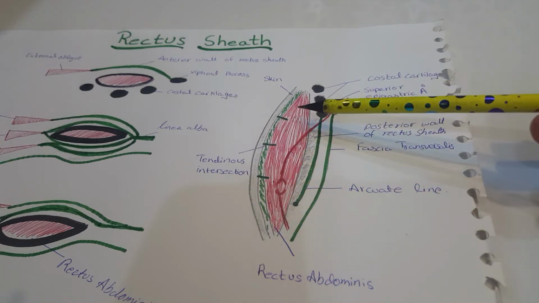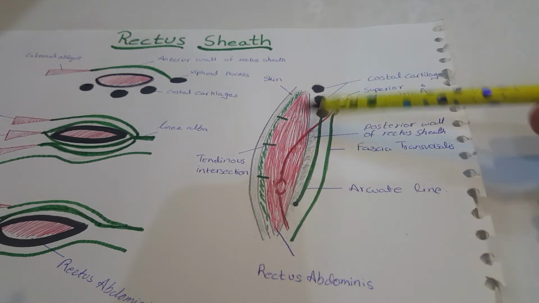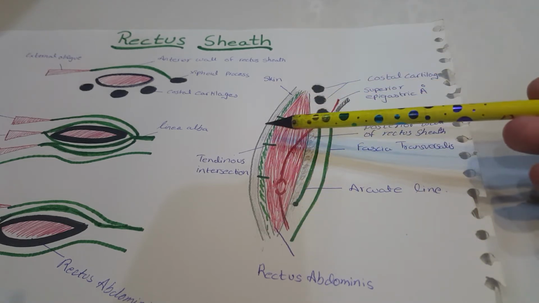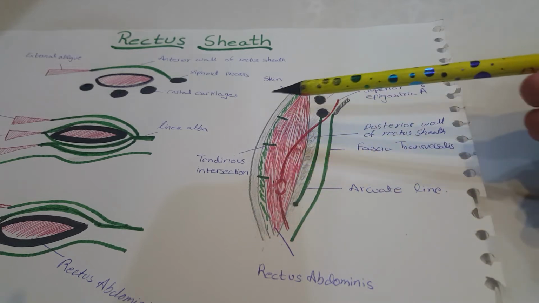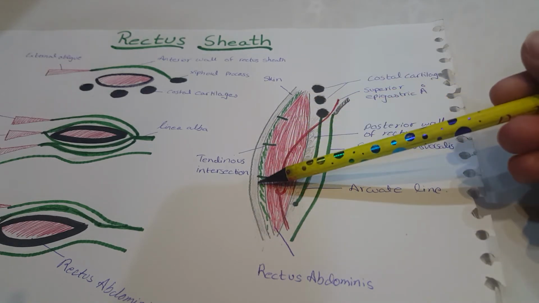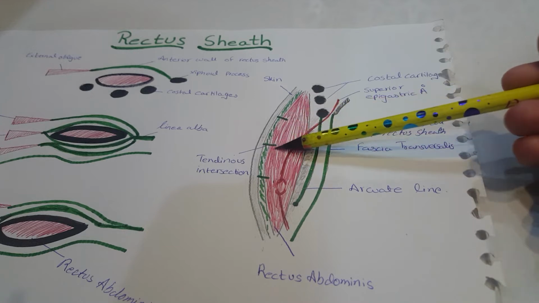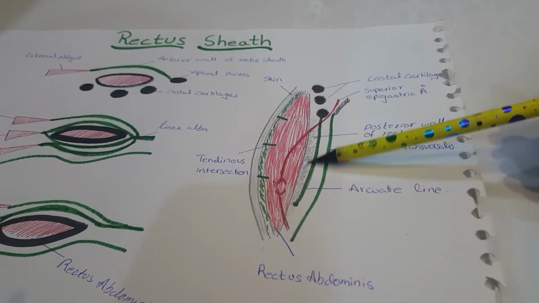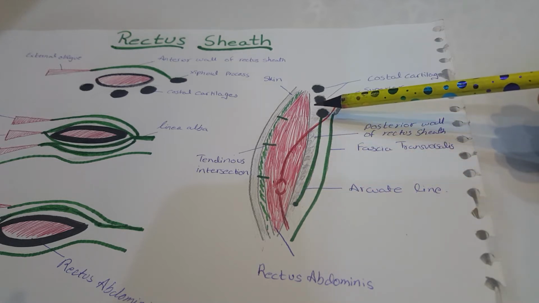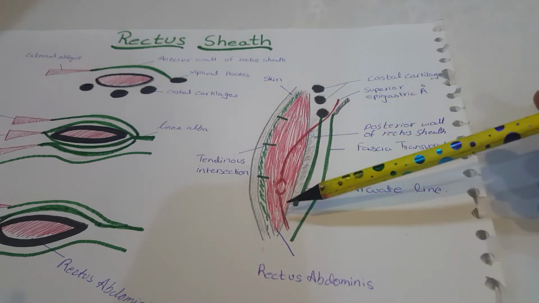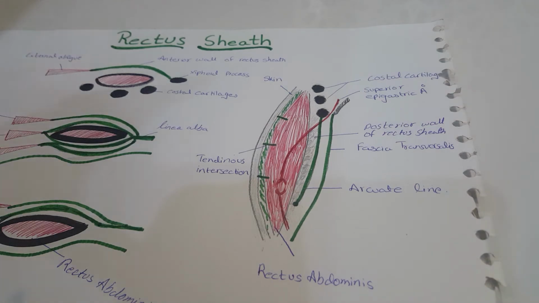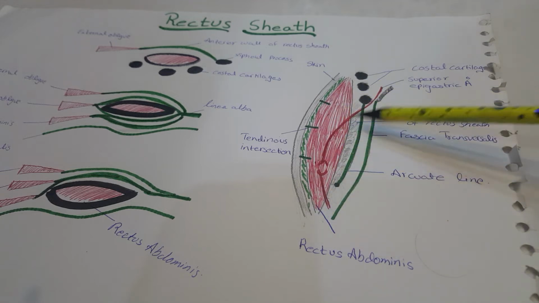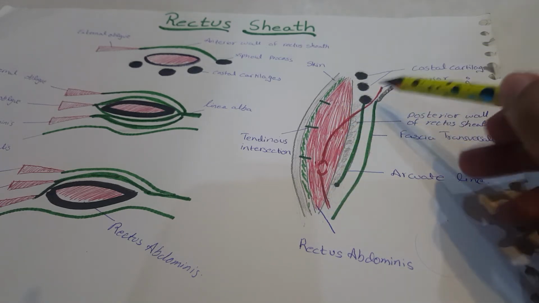So rectus sheet, which is an aponeurotic sheet that covers the rectus abdominis muscle anteriorly, is complete and is firmly adherent to the skin through the tendinous intersections. So I have drawn tendinous intersections. And posterior wall of the rectus sheet is free, being deficient above due to costal cartilage and below due to the arcuate line. Now let us discuss the formation of the rectus sheet at 3 levels.